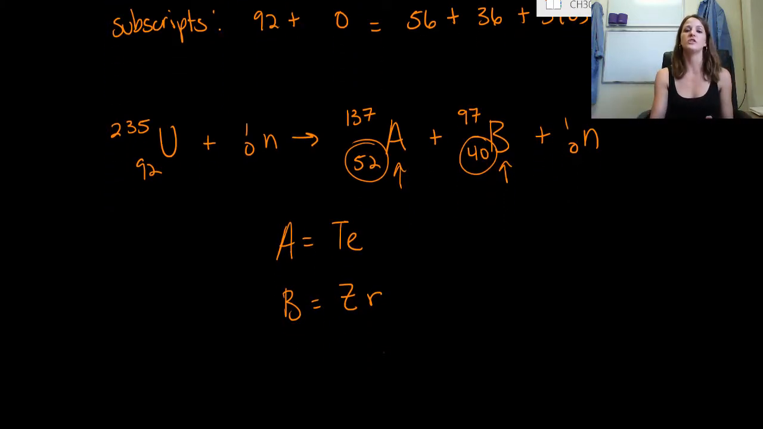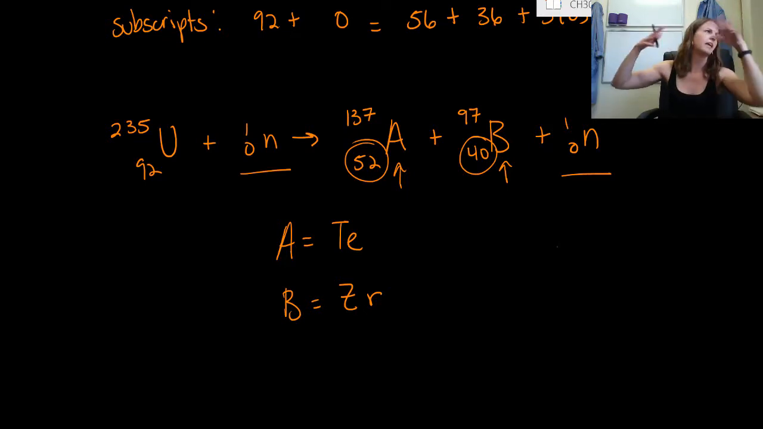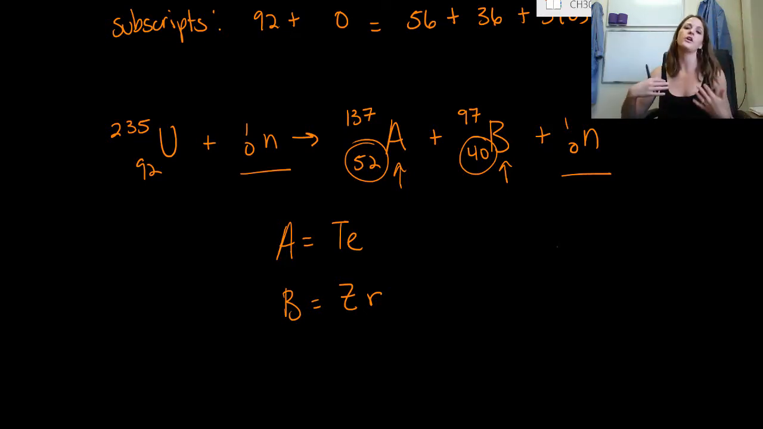Now, the big question is here. I see that I have a neutron on my reactant side and a neutron on my product side. So everybody who's ever taken a math class goes, oh, well then that doesn't matter, just cancel them out. Not true. With nuclear equations, you absolutely need to write out your neutrons.